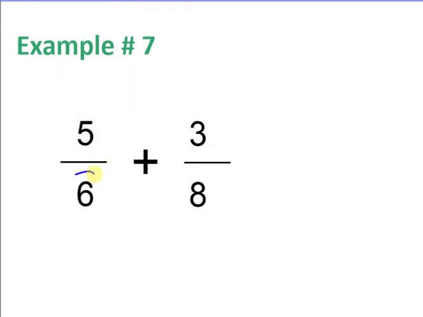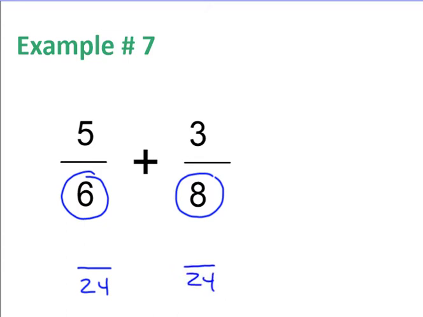All right, let's look at another example. So here we have 6 and 8. Okay, so we have 8, and then we have 16, so they still don't match, and then after 16, we have 24, so they both go into 24, so 24 is the LCM.